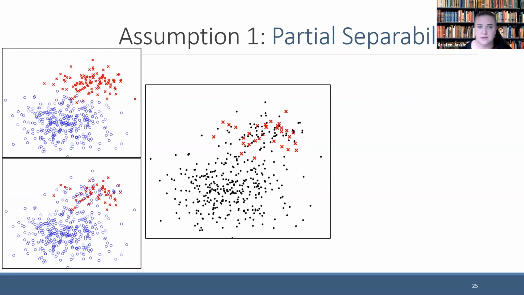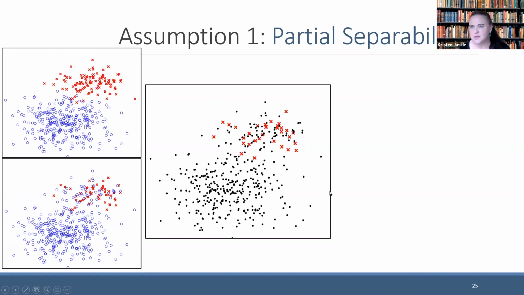The first assumption is partial separability, because this is the kind of data we get. Now, this is two-dimensional data rather than anything more complex. This is what we get in a positive unlabeled scenario. And if you think about it, this data could have come from either one of these two scenarios on the left, and it's absolutely impossible for us to know. Given only this data, we don't know if the data is well separable or completely inseparable or anything in between. It's in fact impossible for us to know.